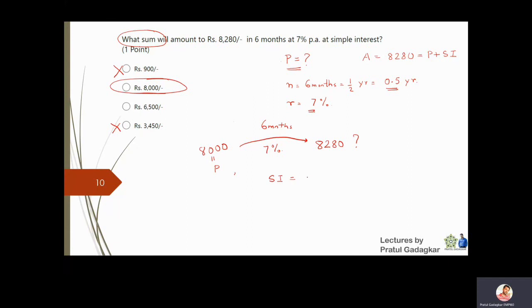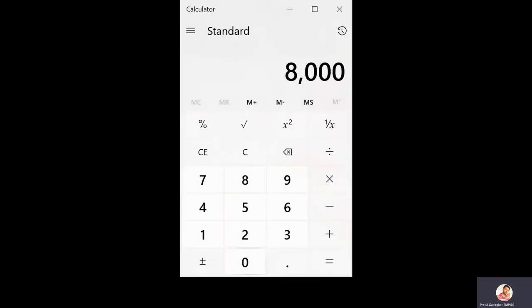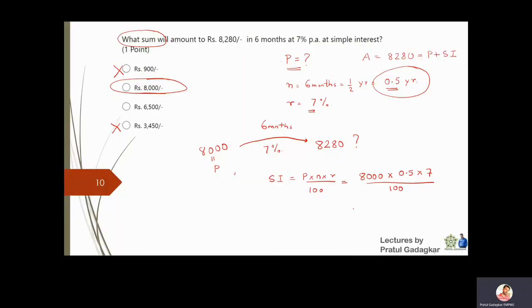So it means that simple interest will be equal to P into N into R upon 100. And what is P? P is 8000. N is 0.5 multiplied by R is how much? R is 7% divided by 100. How much does this come up to be in the calculator? So 8000 multiplied by 0.5 multiplied by 7 is equal to 28000 divided by 100. So the simple interest is coming to be how much? 280. So I will write here 280. So the simple interest is 280.